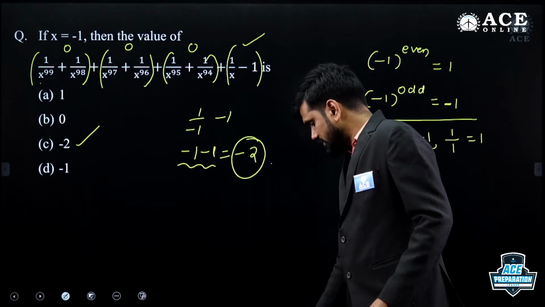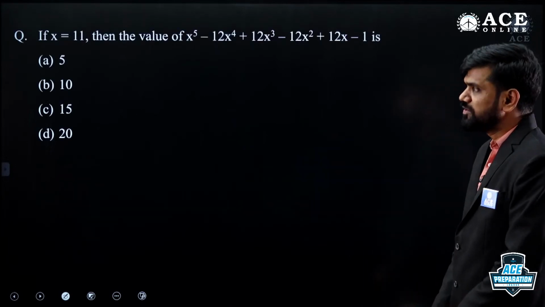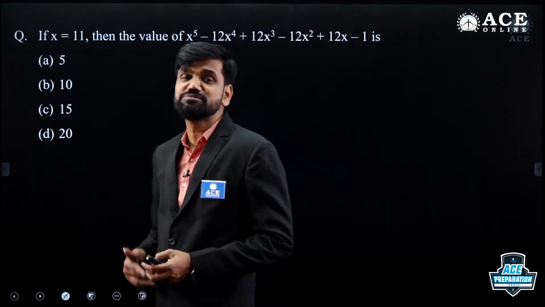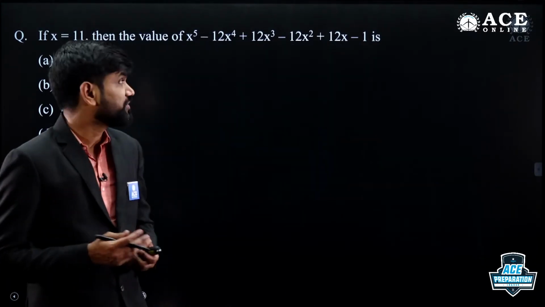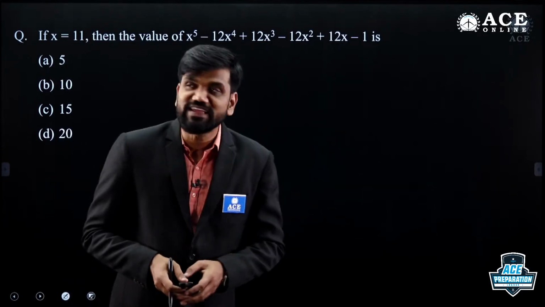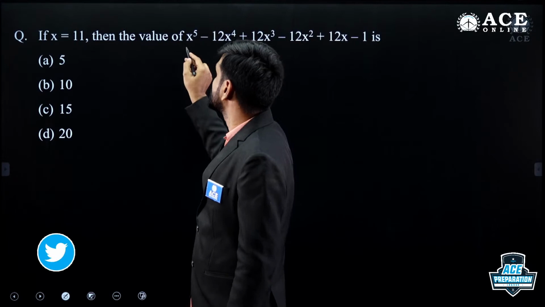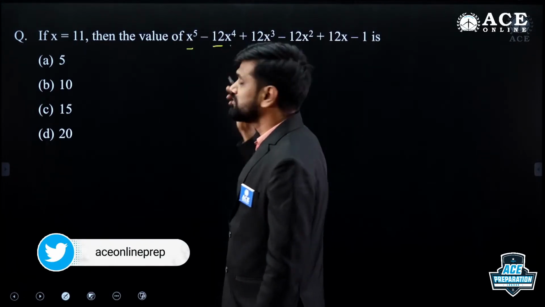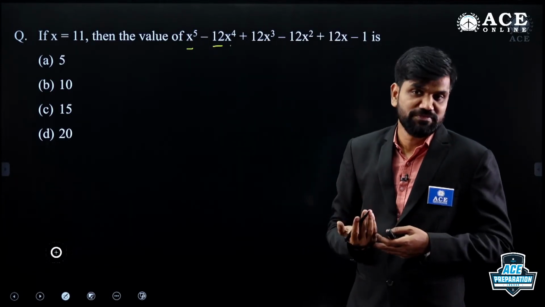Okay, dear. Let's move on to the next one. Now here, if it is given as x equal to minus 1 or plus 1 like that, substituting that and getting the answer is okay. But if the value of x is given as some large number like 11 here, if x equal to 11, they are asking you for x to the power of 5 minus 12 into x to the power of 4 plus 12 into x cube. Putting the value of x as 11 over there is dangerous.